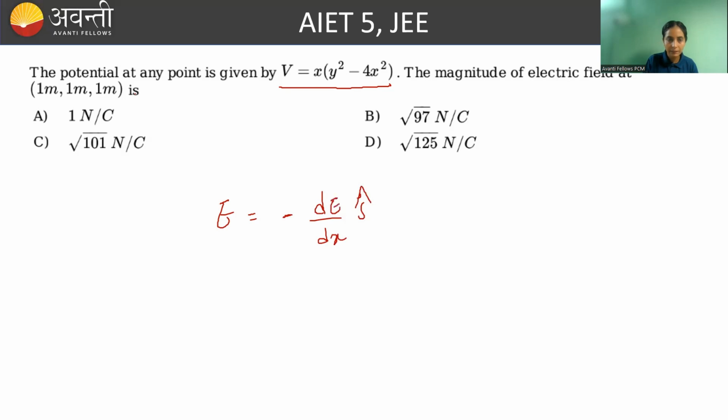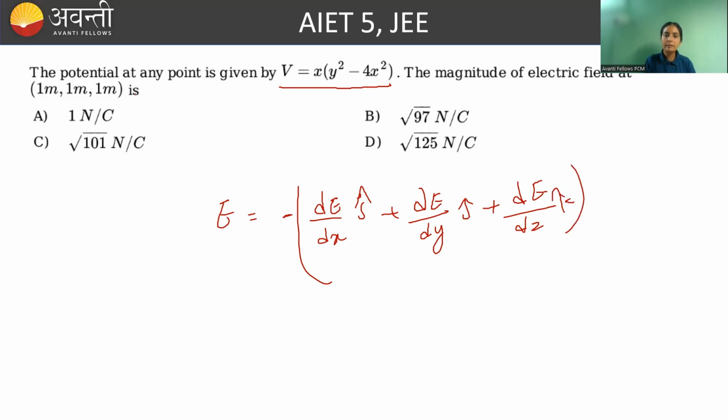Plus dV by dy j cap plus dV by dz k cap. And while we write this equation, we put one important thing in consideration: when we are writing dV by dx, V will be in terms of variables. So while differentiating V with respect to x, we will consider y and z as constant and then differentiate. Okay. So this is how we go ahead with this question.